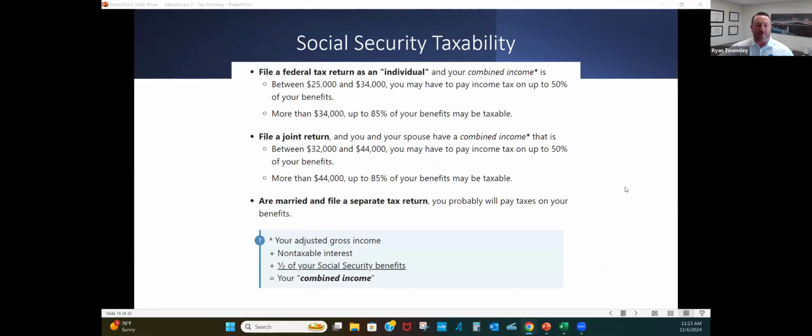It means that at particular levels of income, as you can see on the screen, that proportion of money is subject to your normal income tax rate. So, for example, if you're filing joint and you're below $32,000 total income, you won't pay any tax on your Social Security. If you're in between these values, you pay 50%, right? So that means you take this number and half of that is subject to your normal income tax rate, whatever that is. And then after that, over $44,000, 85% is subject.